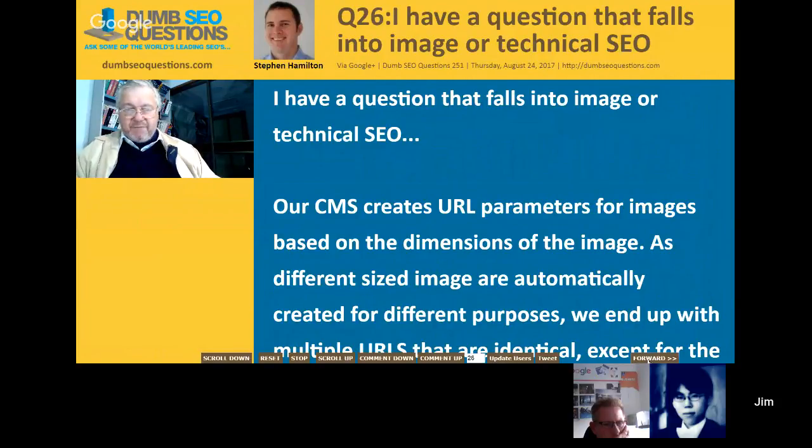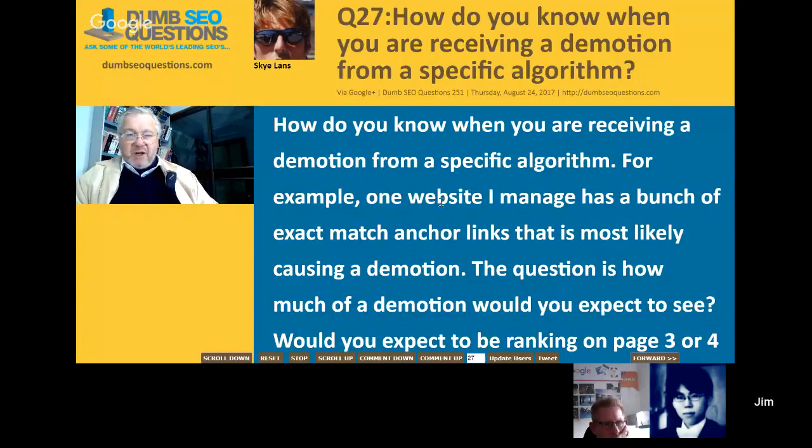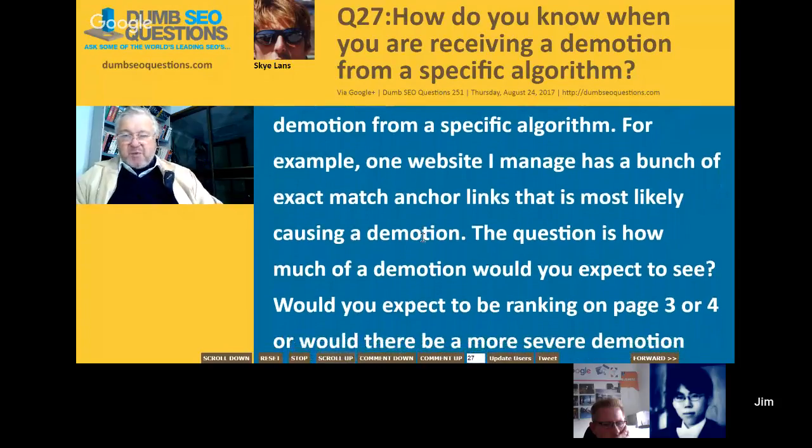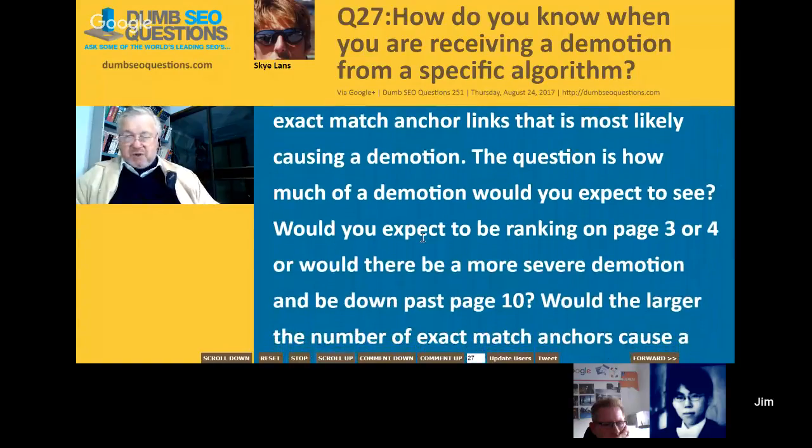We have still quite a few to go. This one from Skylands. He said, how do you know when you are receiving a demotion from a specific algorithm? For example, one website I manage has a bunch of exact match anchor links that is most likely causing a demotion. The question is, how much of a demotion would you expect to see? Would you expect to be ranking on page 3 or 4, or would there be a more severe demotion?